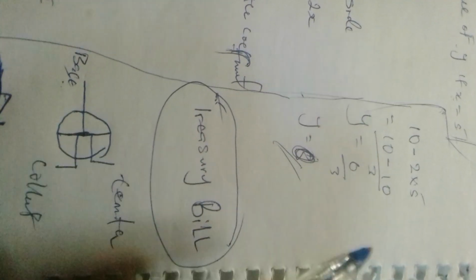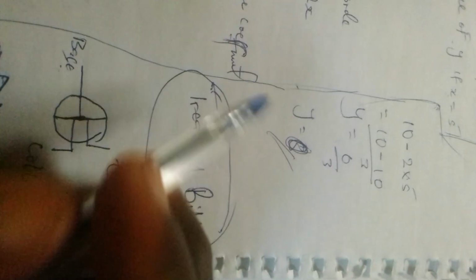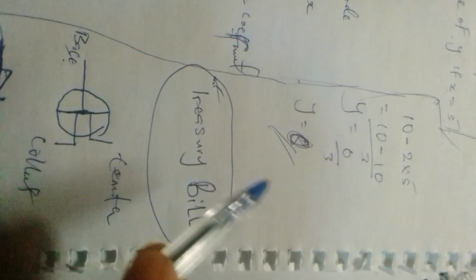Therefore y is equal to 10 minus 10, divided by 3. Therefore our y is equal to 0 divided by 3. Therefore y is equal to 0.